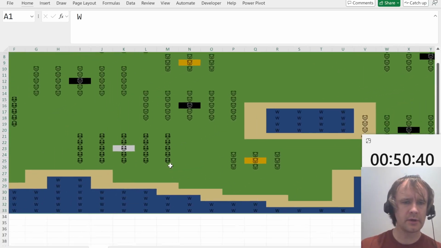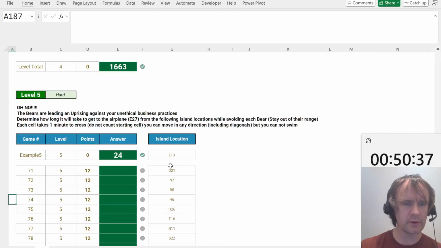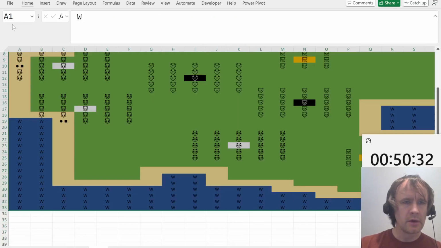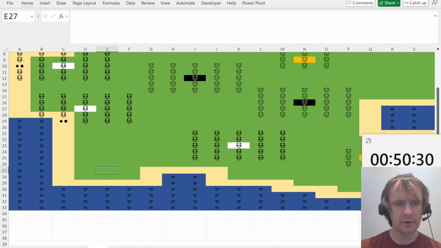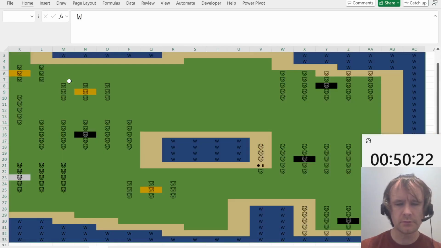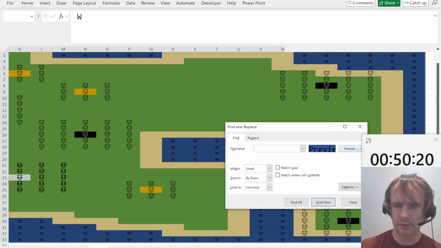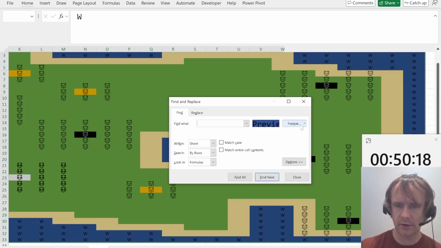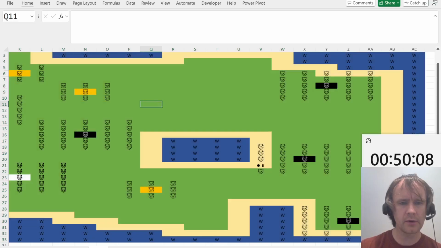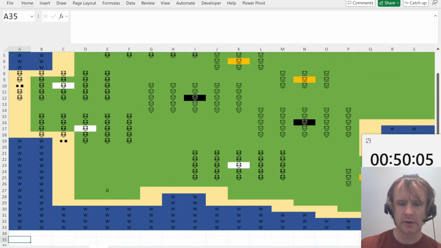Okay, happy days. And then I have an airport location that I want to get to, so that's my E27. That's going to be 0. And then I think there's an option to find nothing and replace it with nothing. Will that clear it out? Not sure. No, that didn't work. Okay, I want a way to clear the blanks, but never mind. Okay, so let's just do this.